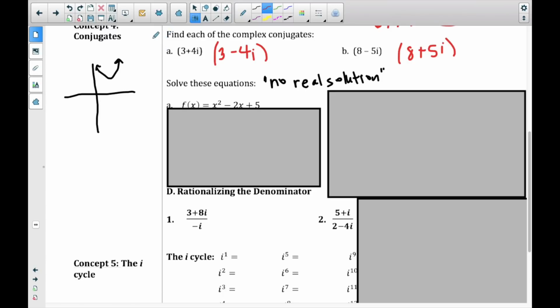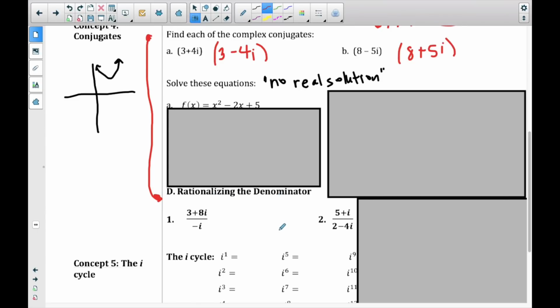So with this complex conjugate concept right here, let's skip down to part D, where it says rationalizing the denominator, because these two concepts really are going to work together. I mentioned a minute ago that the advantage to the complex conjugates is that you started with a complex number and you ended with only a real number. That's helpful because we have this thing called rationalizing the denominator.